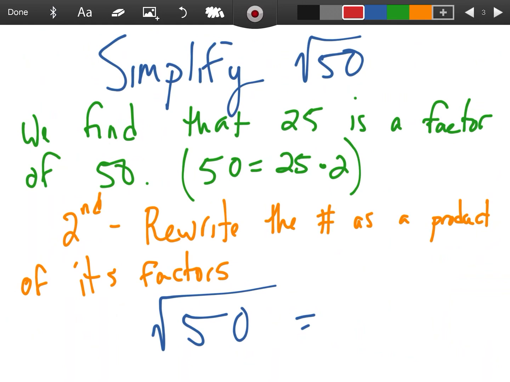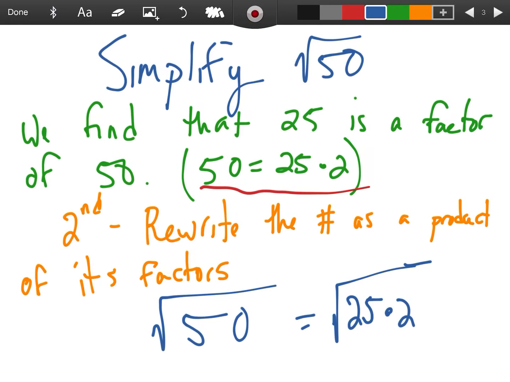All right, so again, we found that 25 is a factor of 50, and that's just 50 is equal to 25 times 2. 50 divided by 2 gives us 25. Perfect, so 50 is equal to 25 times 2. Our second goal, the second thing we need to do once we've identified that factor, is rewrite the number as a product of those factors. So we can take square root of 50 and we can rewrite it as the square root of 25 times 2. I just took 50, I rewrote it as a product of its factors. Of course, one of those factors must be a perfect square.